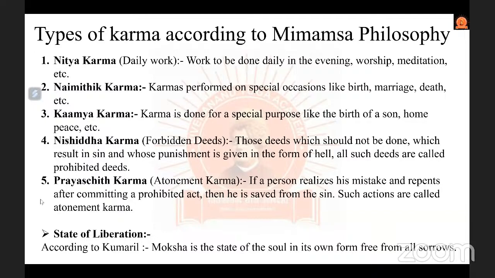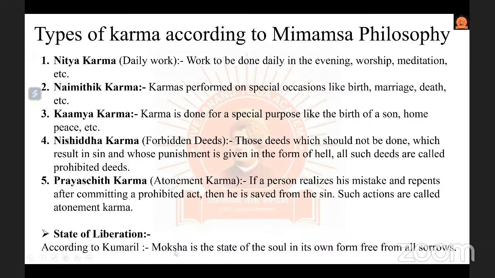The other type of karma is prayashchit karma, where a person realizes his or her mistakes and does not want to repeat them again, so that he will be saved from the sin, whatever papa he would have to experience. Doing karmas in respect of those things is called atonement karma or prayashchit karma. According to this philosophy, liberation is a state of the soul in its own form, free from all sorrows, according to Kumarila Bhatta.